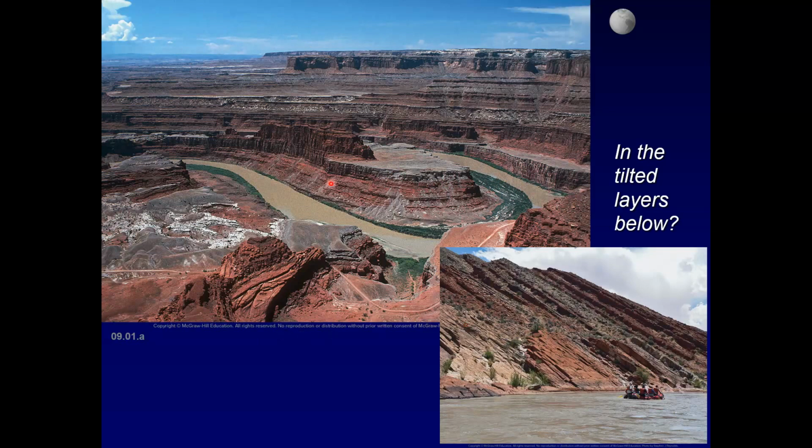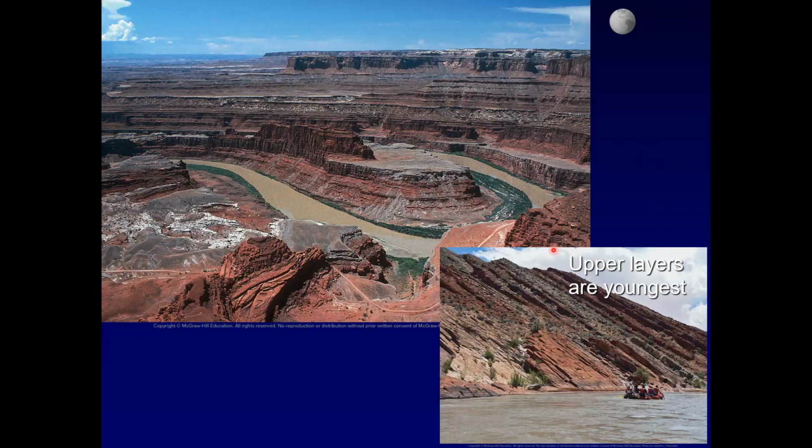Okay, so we can also question what's youngest in the tilted rock layers below and what's oldest. Well, these upper layers are the youngest, and these over here are the oldest. So from oldest to youngest, it would go in that direction. Something happened that tilted these rocks.